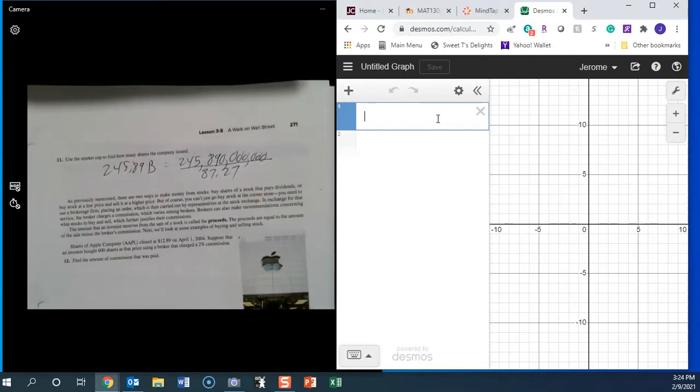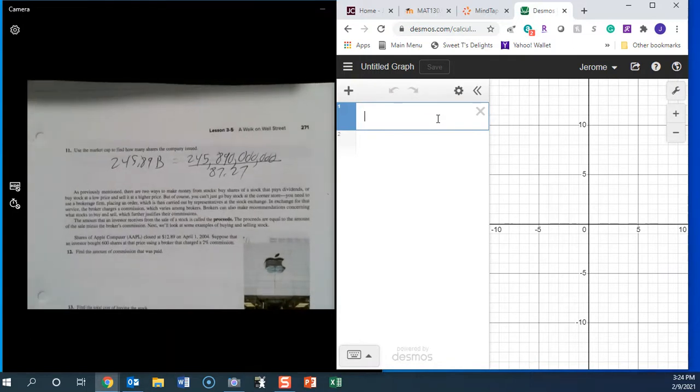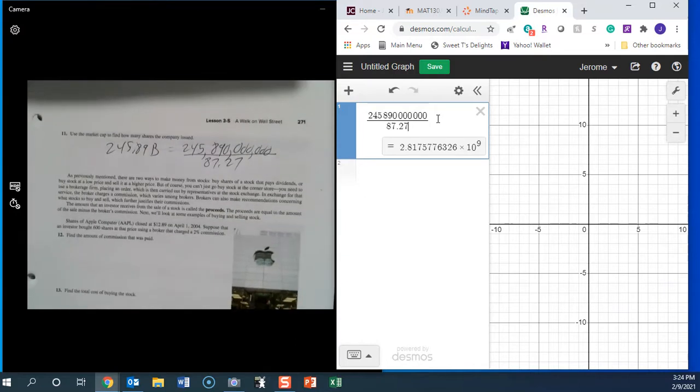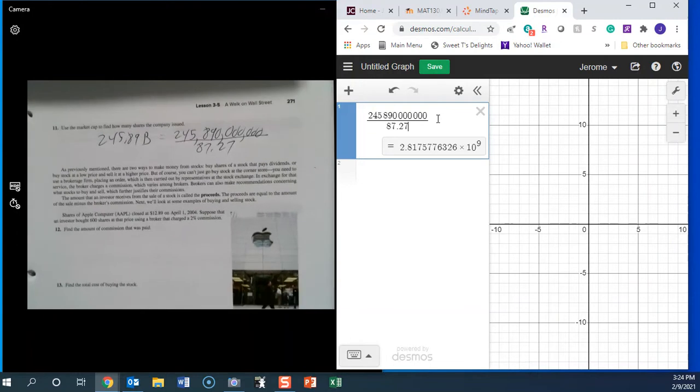So we'll put this in a calculator. Let me grab my keyboard. So we had 245,890,000,000 divided by $87.27. All right. So now this is a good example here for your calculator. If you notice here, let's make sure we wrote this. Yeah, we wrote this correctly.